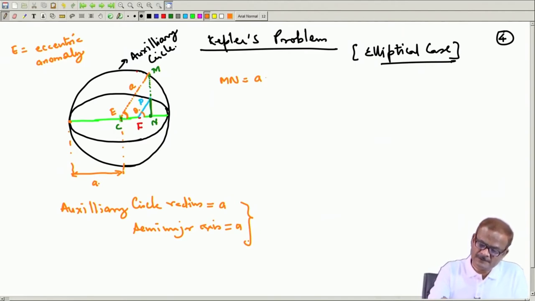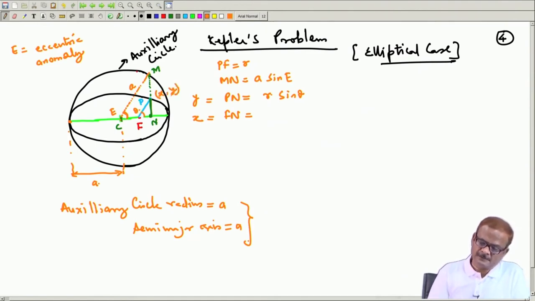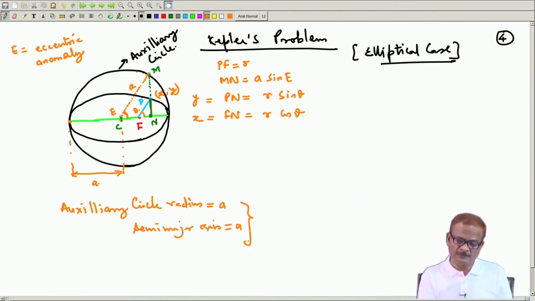So, M N equals A sin E, and P N we have written as R sin theta, because P F equals R. And similarly, F N is nothing but x, and this is nothing but y, the coordinates of P. So, P has coordinates x, y. F N is R cos theta. So, this we have written.